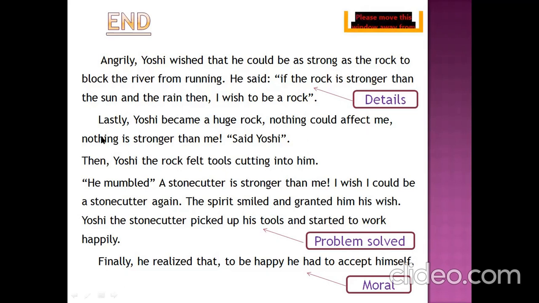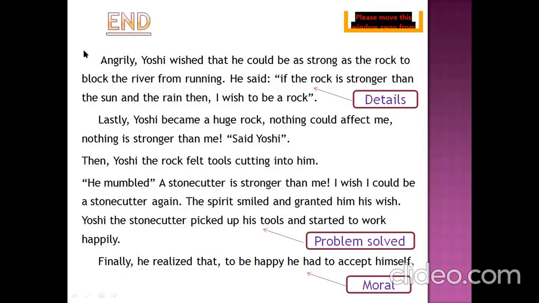Nothing could affect me. Nothing is stronger than me, said Yushi. Then Yushi the rock felt tools cutting into him. He mumbled, "A stone cutter is stronger than me? I wish I could be a stone cutter again." The spirit smiled and granted him his wish. Yoshi the stone cutter picked up his tools and started to work happily. Finally, he realized that to be happy, he had to accept himself.